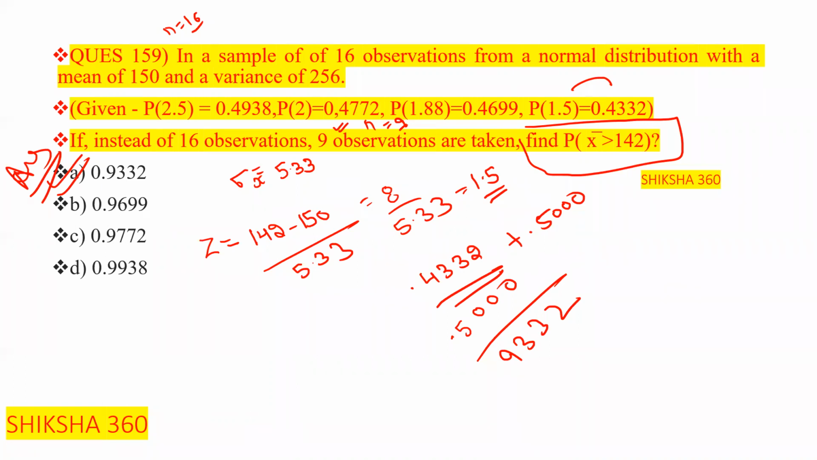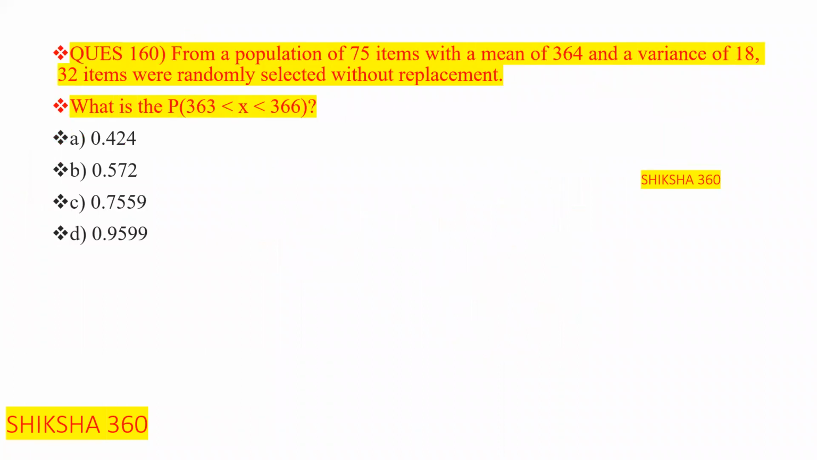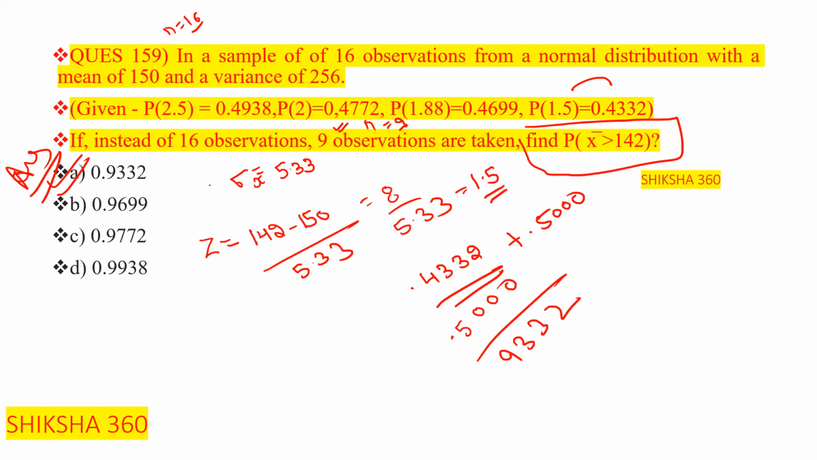Now move to the next question, which is a little bit different from that. Let's start. Here we have to always add 0.5, on the basis of the condition. Here, this one is the graph.